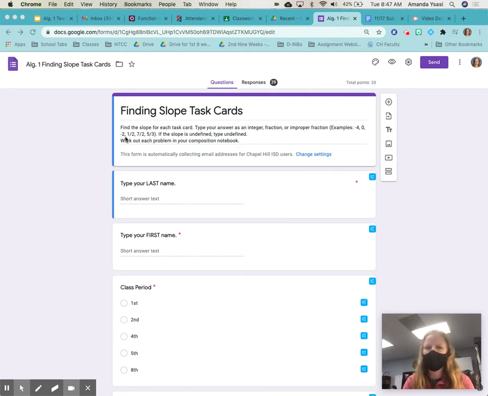Make sure you mark your answer as an integer, fraction, or improper fraction. If undefined, type undefined. If zero, just type in a zero. You don't have to type out the word zero. So make sure you get this done and turned in by the end of the day.